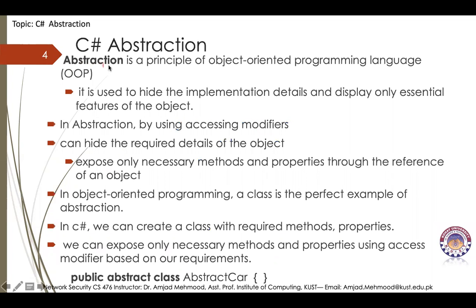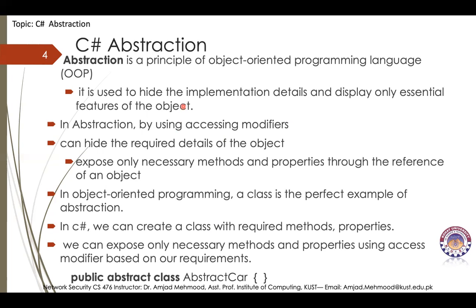Abstraction is a principle of object-oriented programming language. This is one of the main abstracts of programming language. It is used to hide the implementation detail and display only essential features of the object. It keeps details hidden. For example, if you want a class name, you will specify that this is the method and how it will be used. This is just like a black box.